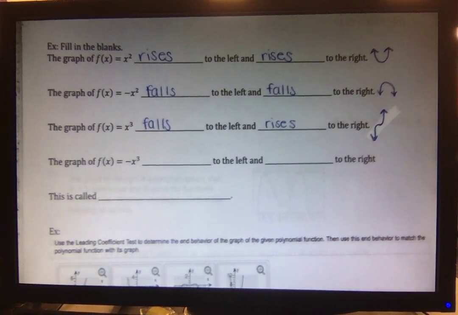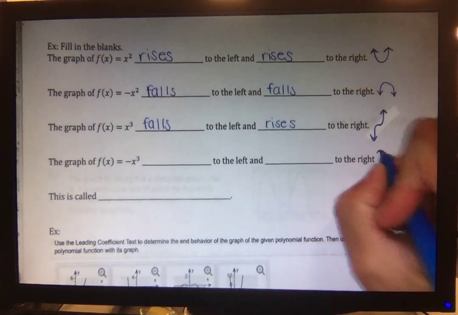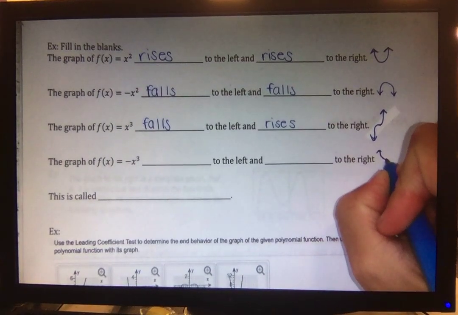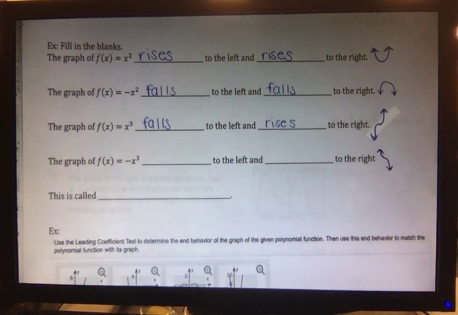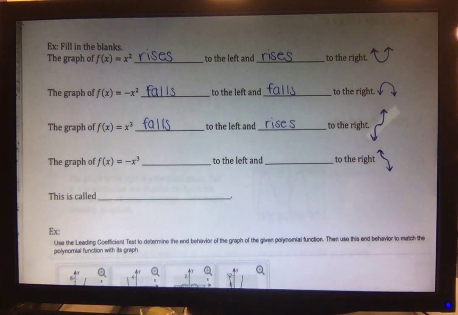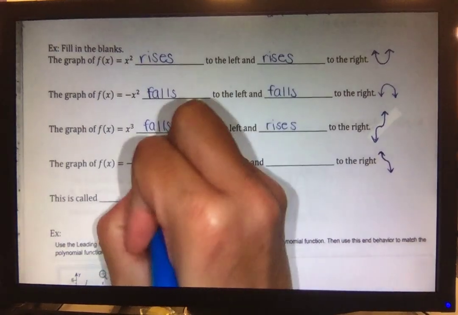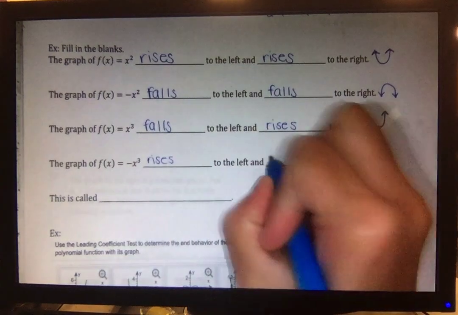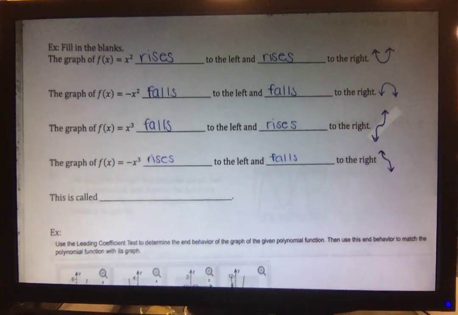So negative x cubed would be the opposite. Good. So what is this left arrow doing? Rising. It rises, and the right arrow falling. Rise to the left, fall to the right.